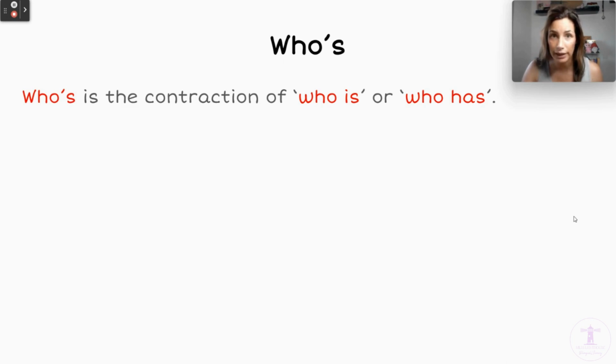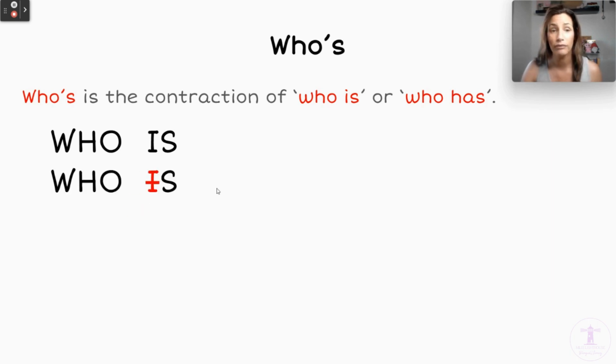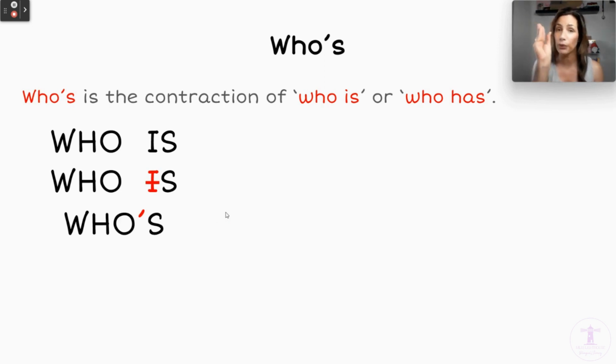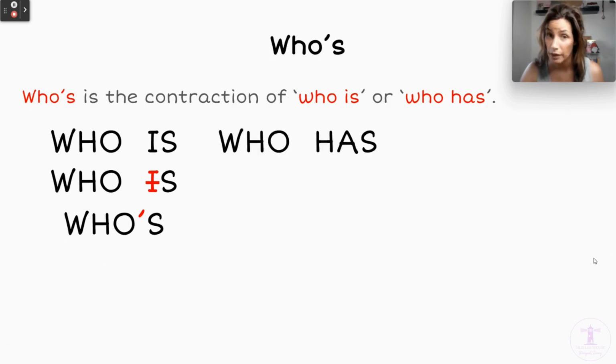Now let's look at it a little bit more. These two words here, who is, you can say it that way, you can write it that way, but you can also write it as a contraction. When you write it as a contraction, you take those two words and put them together. What happens is that the I disappears, or you can say that it turns into this apostrophe. Who's, all right? So this is one of those homophones that we were talking about.